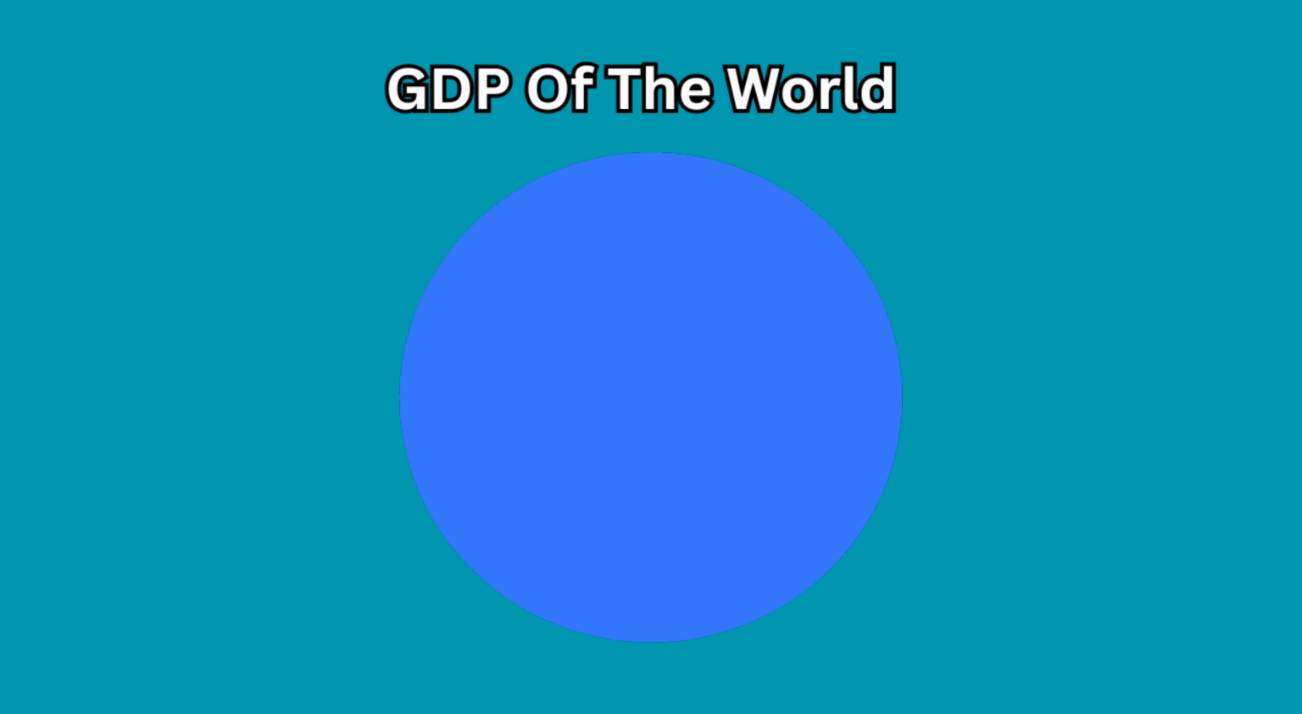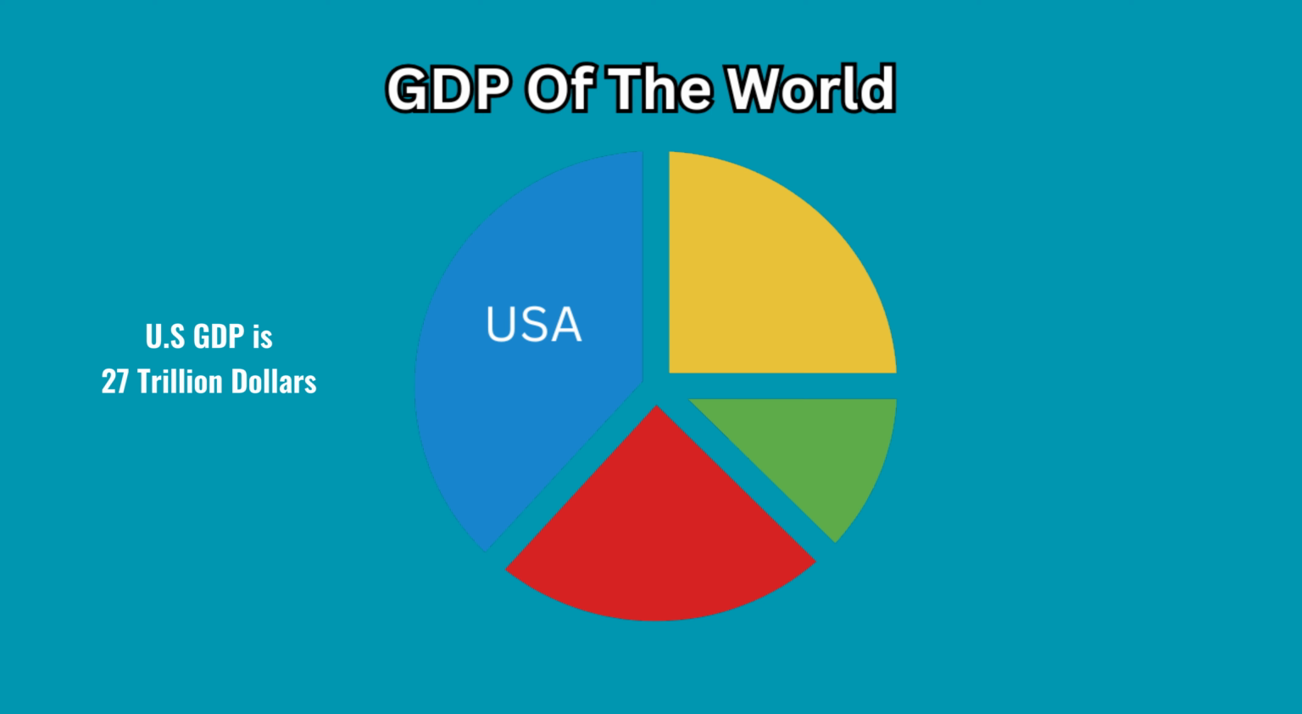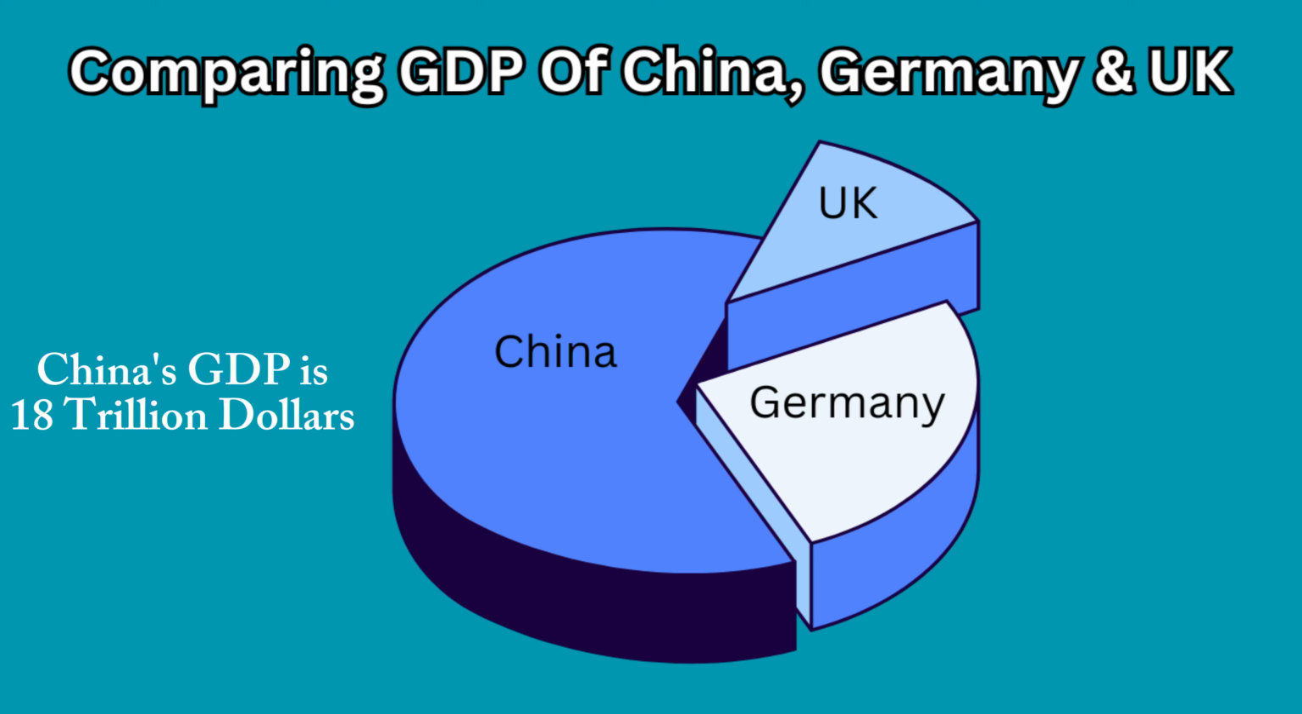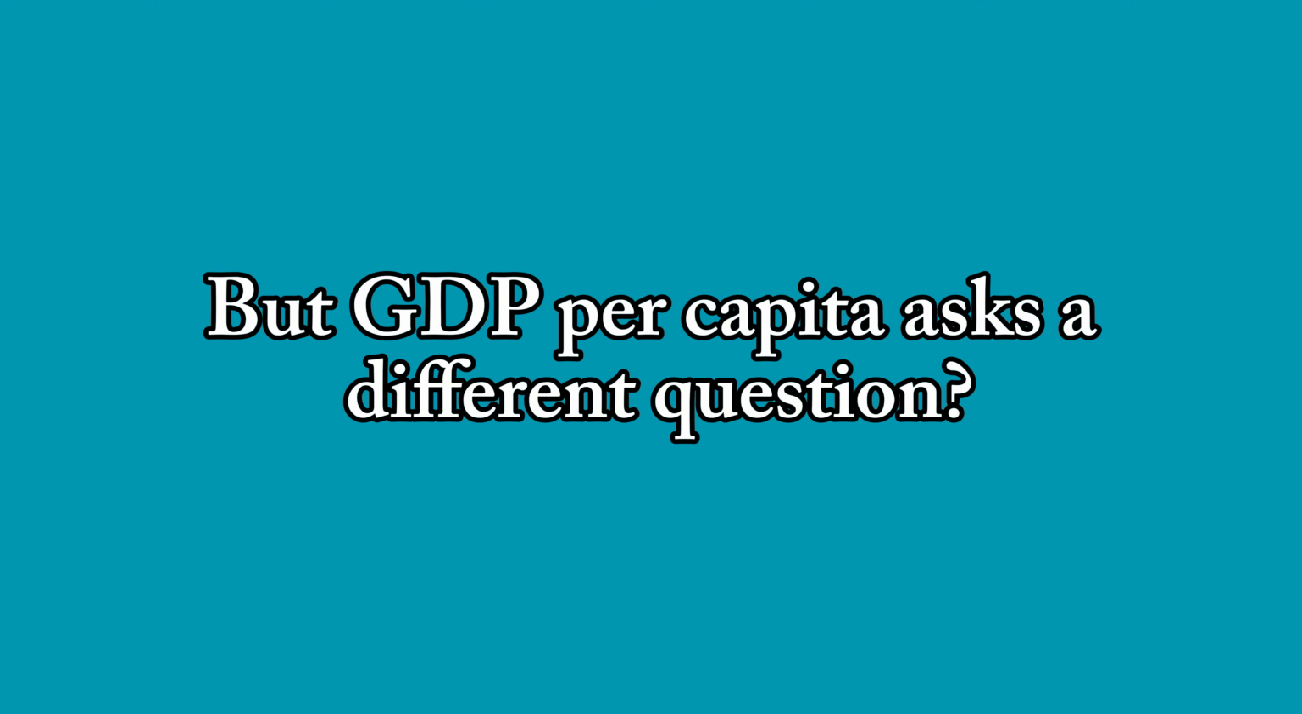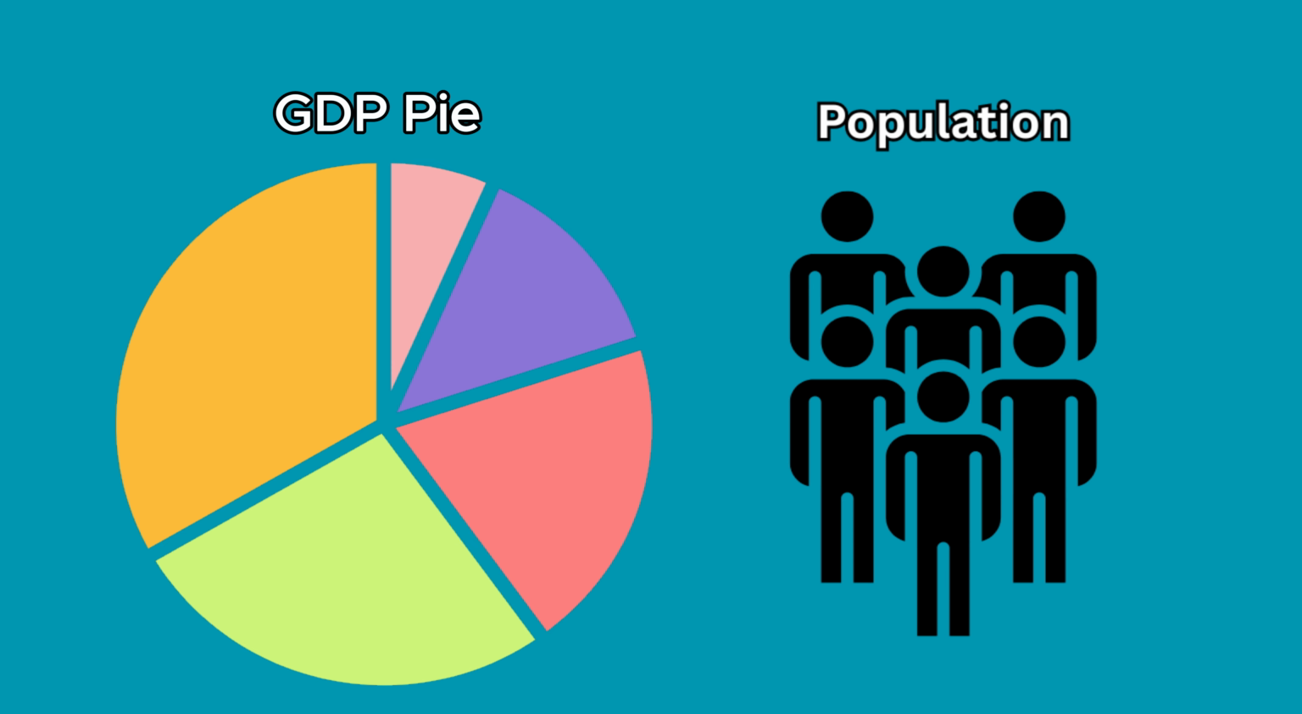Comparing countries. When we compare countries by GDP, we're measuring the total size of the economy. Think of GDP like a big pie. The United States has the largest GDP in the world at around $27 trillion, the biggest pie. China's GDP is also huge at around $18 trillion, much larger than countries like Germany or the UK. But GDP per capita asks a different question. How many people in a country are sharing that GDP pie?